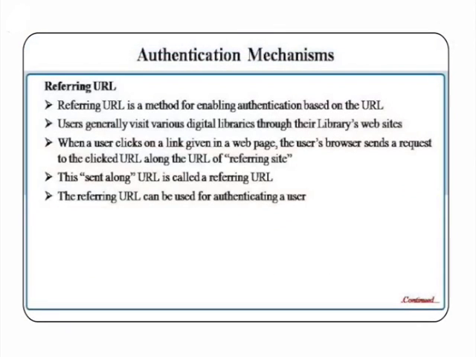Referring URL is a method for enabling authentication based on the URL. Users generally visit various digital libraries through their library's websites. When a user clicks on a link given in a web page, the user's browser sends a request to the click URL along with the URL of the referring site. This site URL is called the referring URL. The referring URL can be used for authenticating a user.